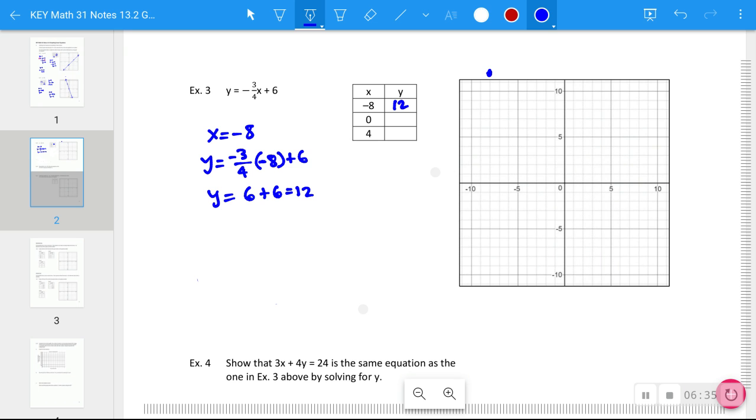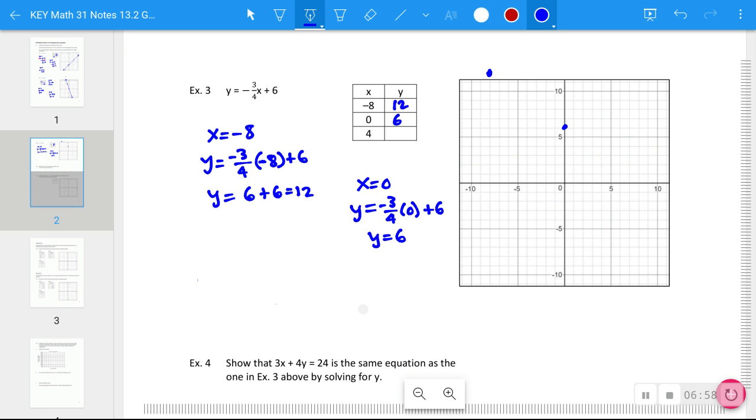Okay, the next one we're going to do is 0 for the x. And that's convenient because this whole top front part here just disappears. 0 times any number, including -3/4, just gives 0. So 0 plus 6 ends up with 6. 0, 6. That would be right up here on the y-axis.